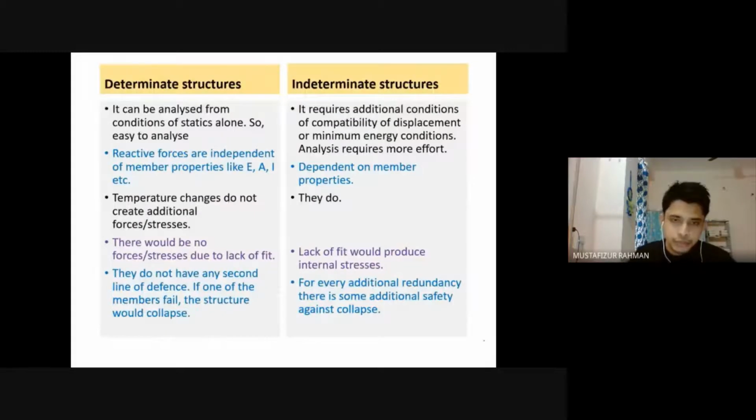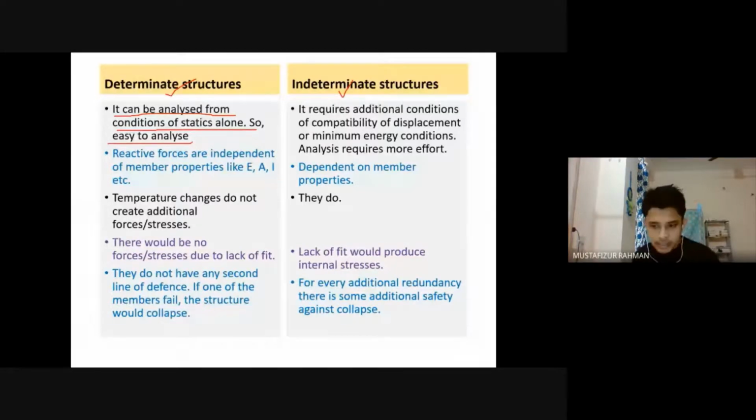Now, before going to a little more complicated calculations with beams and frames, we'll see the difference between determinate and indeterminate structure. First thing we know already is that the determinate structure can be analyzed from conditions of statics alone. It's easy to analyze. What is the meaning of analysis? We want to find out the unknown forces in the structural system. So we can do that with the equations of static equilibrium alone in case of determinate structure. So it is easy to analyze it.